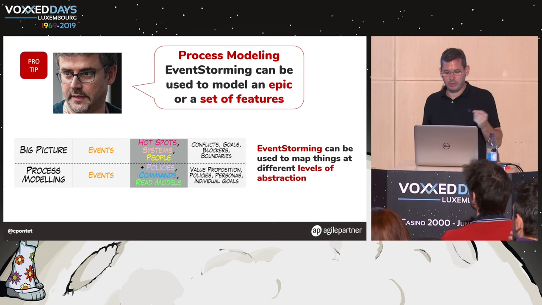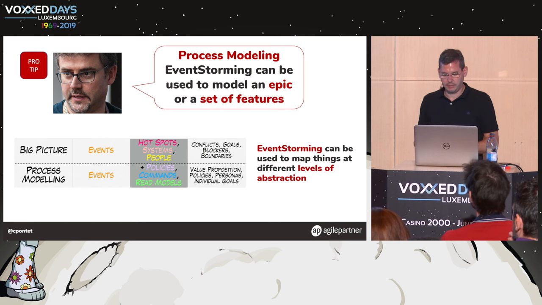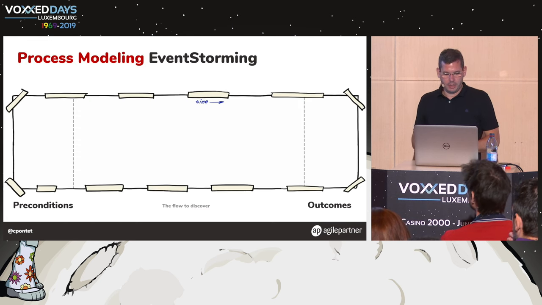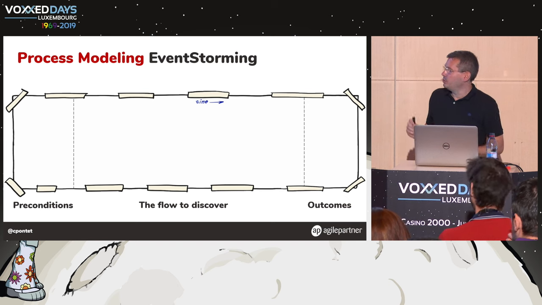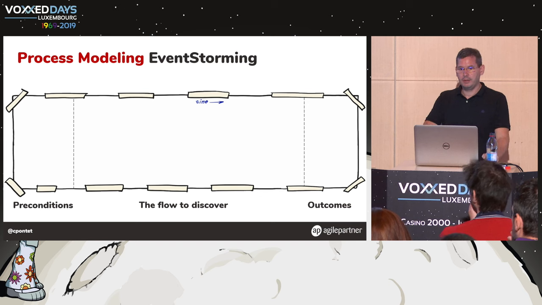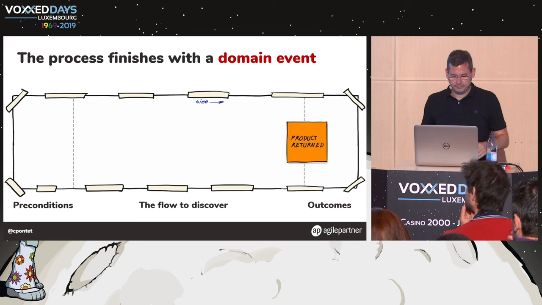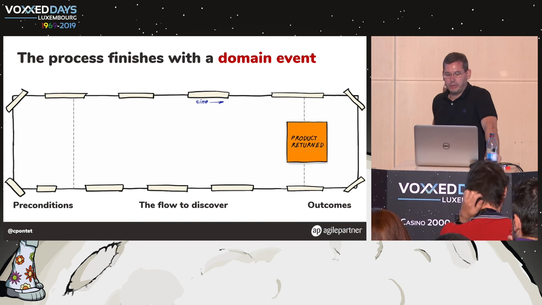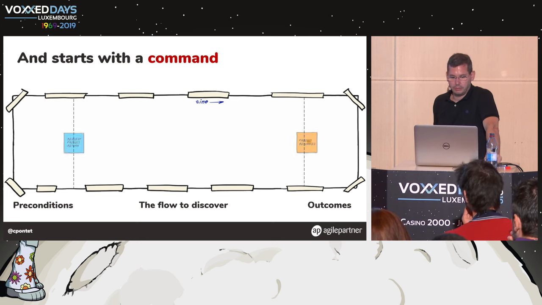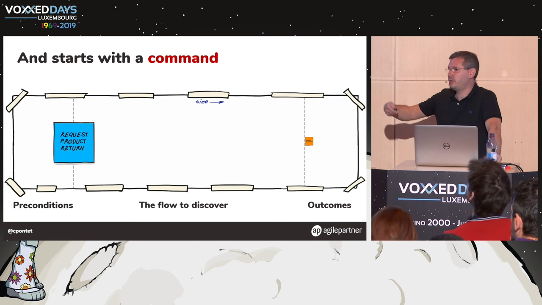So here, process modeling, event storming can be used to map an epic or a set of features. In that case, it would be the product return. And you alter a bit the way you represent your modeling surface by having some preconditions, outcomes, and the flow to discover in the middle. So the end goal is to have a product that is returned. So you have a domain event, product returned. And then you have something that is the request. A customer has requested a product return.